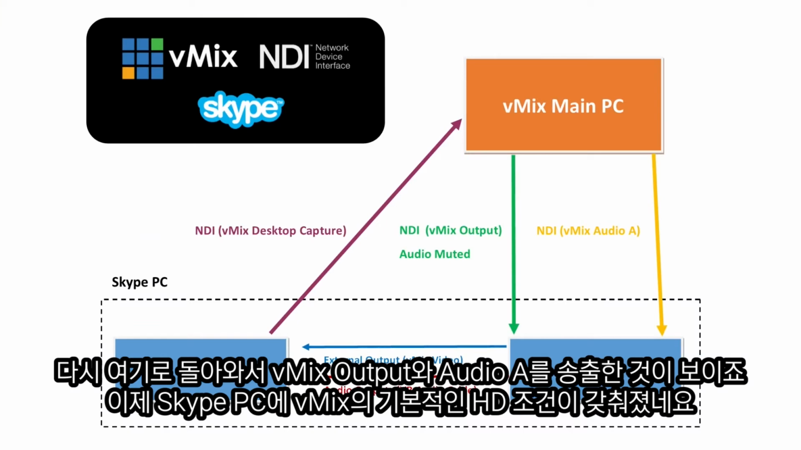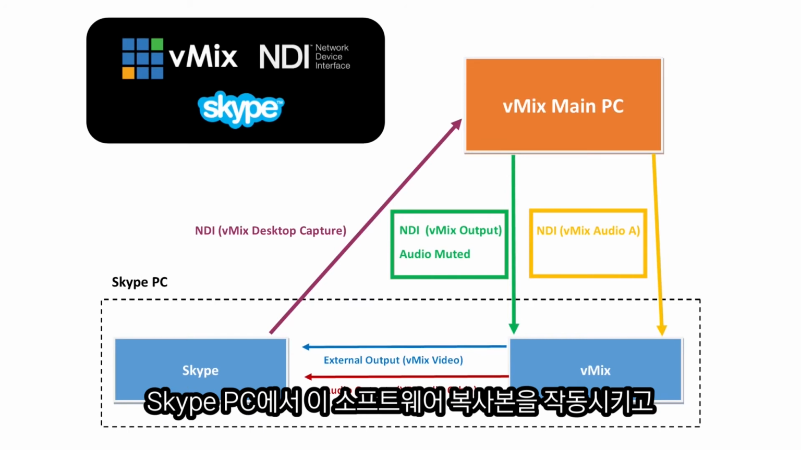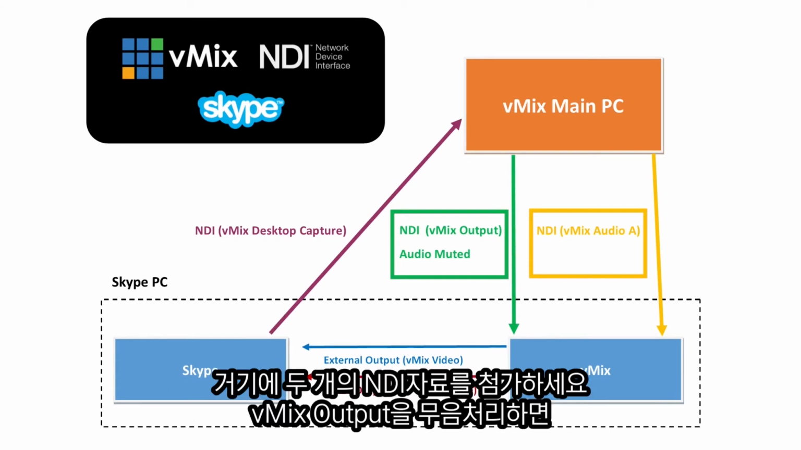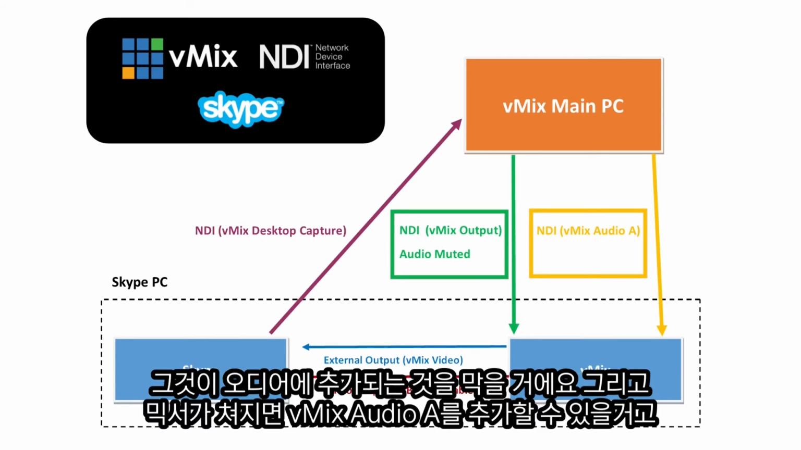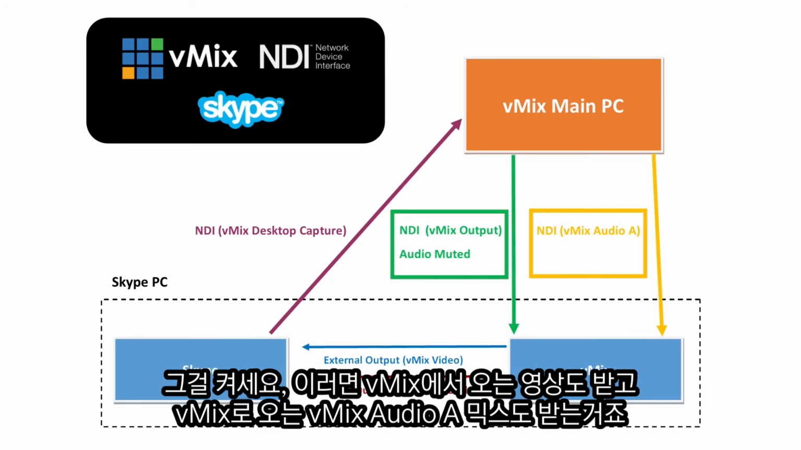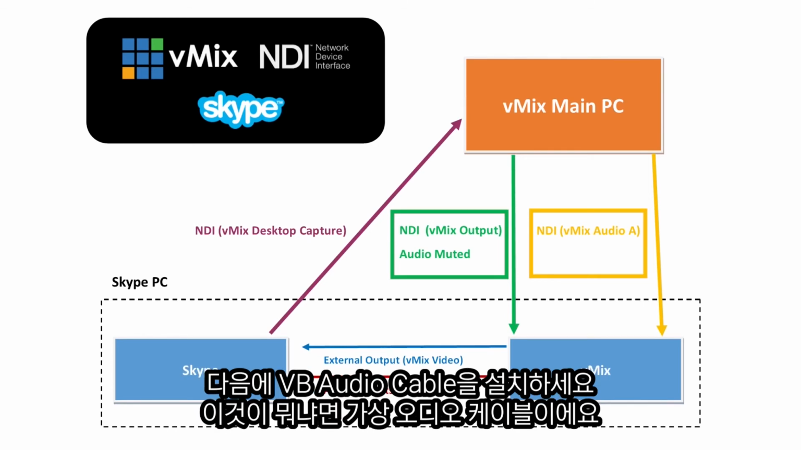If we go back to this here, we can see that we've sent the vMix output and the vMix audio A across. And that's where the vMix Basic HD license on the Skype PC comes in handy. You run that copy of the software on the Skype PC and you add to it two NDI sources, the vMix output, and you mute the audio of that source. You also should disable the automatic audio mixing of that source in the mixer just in case it gets turned on. And then you also add the vMix audio A source and turn that on.